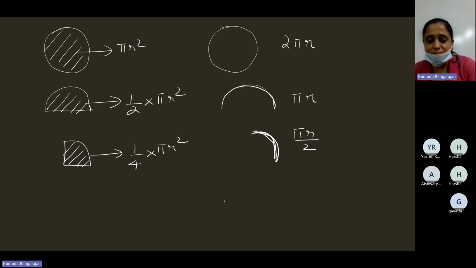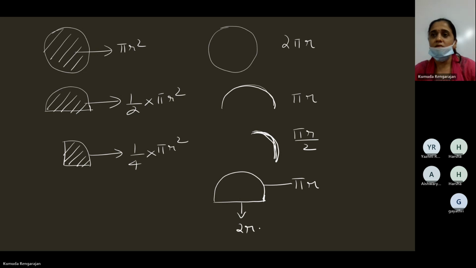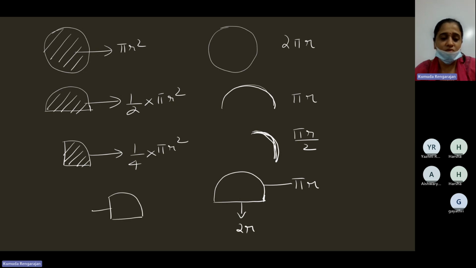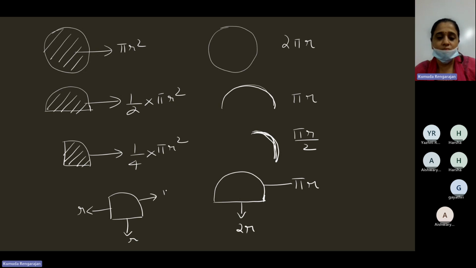But if you want to find the perimeter of the shape, this one is pi r and this one is 2 r or diameter. So the perimeter of the shape is pi r plus 2 r. Similarly, in a quadrant, this one is r, this one is r, this one is pi r by 2. So the perimeter of a quadrant is r plus r plus pi r by 2.